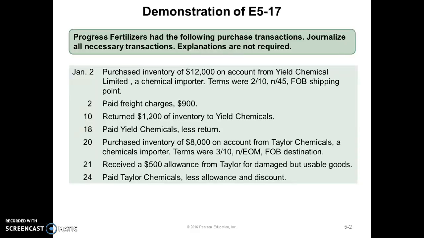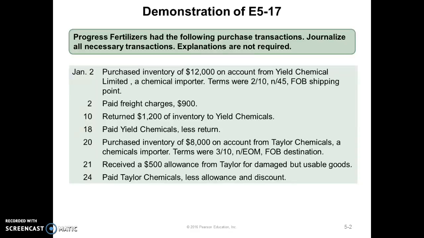January 20th, we purchased inventory from a different company, Taylor Chemicals, for $8,000, and their terms are a little bit different. If you pay within 10 days, you get a 3% discount, which is even better than the 2% that was given from Yield Chemicals. And then if not in 10 days, you have to pay the net by the end of the month, and this one is FOB destination, so you're probably not going to have a freight charge.